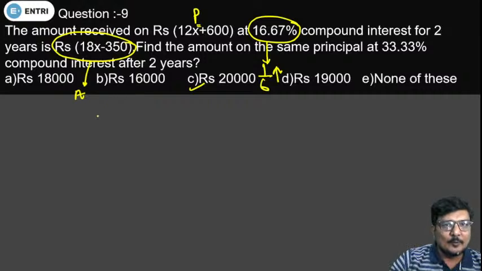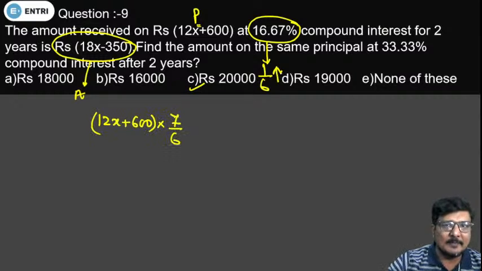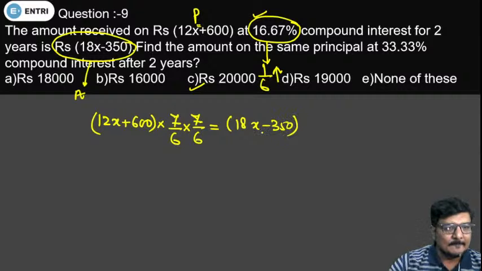So what we are going to do, this is our principal 12x plus 600. And after the first year, we will be getting the amount as 7 by 6. Always remember, when you are increasing something by 1 by 6, you will be getting 7 by 6. And second year also, we are applying the same rate of interest. So we will be getting 7 by 6. And the amount is given as 18x minus 315.